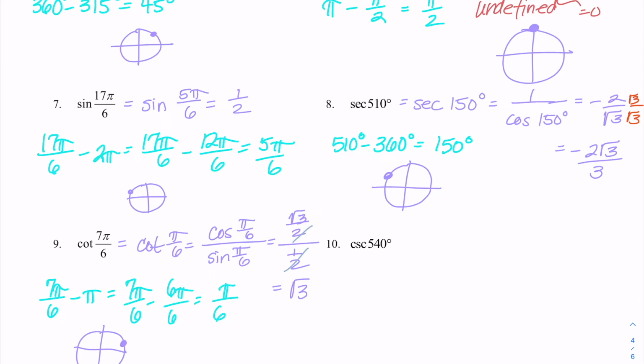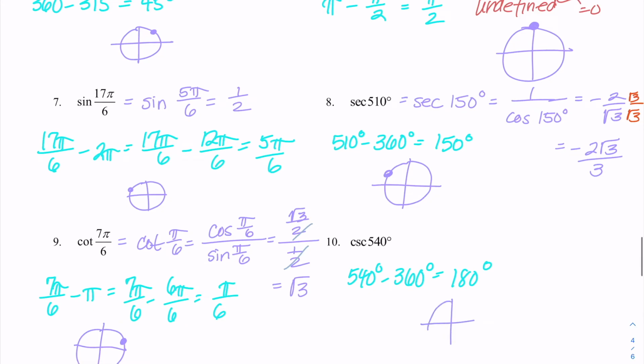Okay. And the last one is the cosecant of 540 degrees. So we know that the cosecant has a period of 2 pi or 360 degrees. So we can subtract 360 degrees and we will have 180 degrees. This might be a good one to go ahead and put on our unit circle. And what do you notice there? You notice that the cosine is -1 and the sine is 0.